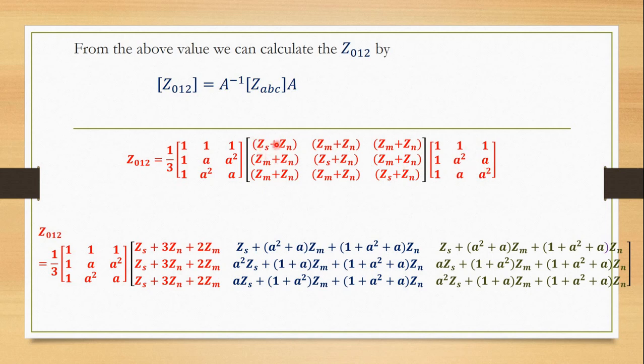Here also there is only one Zs plus Zm. How many Zm? 2 Zm. One corresponds to A and another one to A square. So Zm of (A square plus A), and the three elements consist of Zn, so Zn of (1 plus A plus A square). In this way, we have to complete the remaining elements in the matrix.